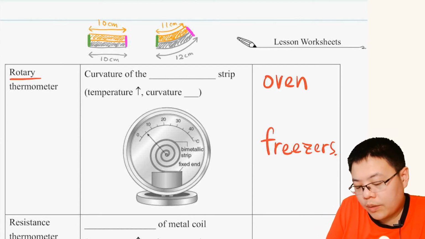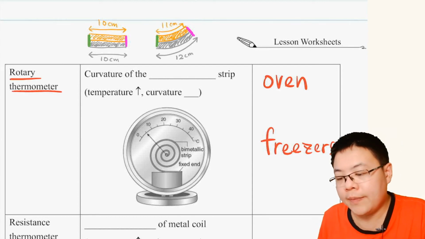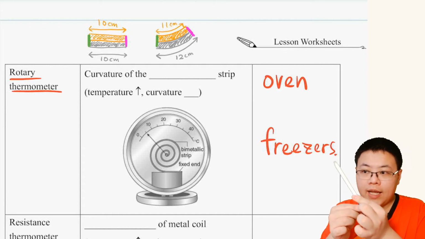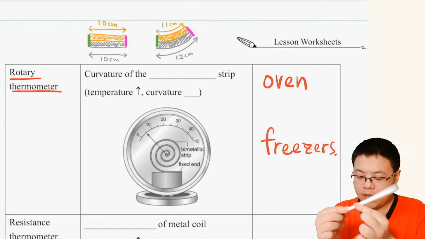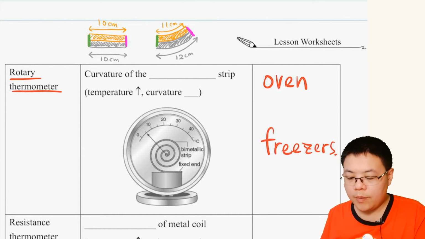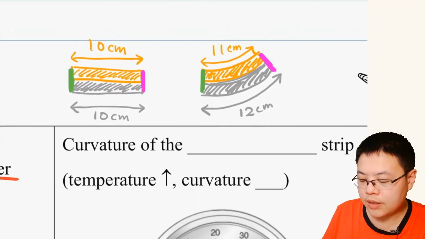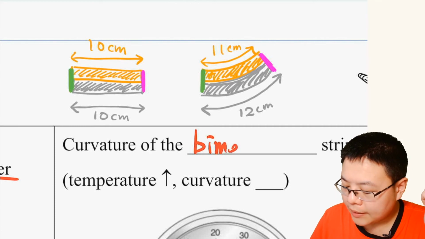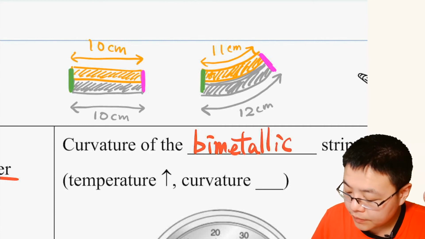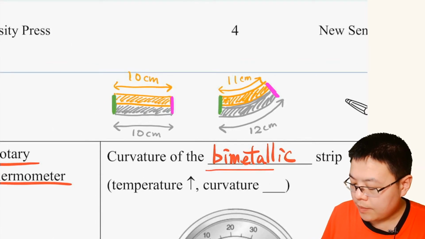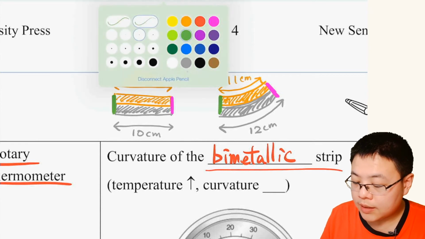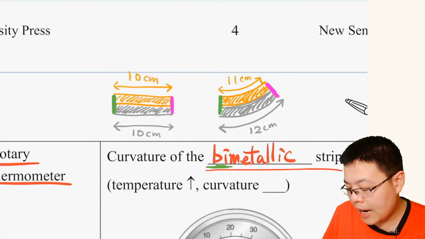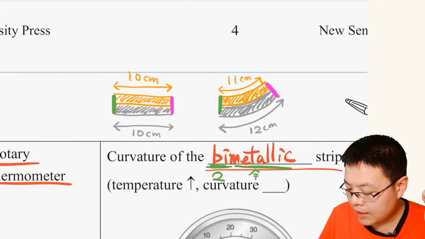This type of thermometer is called rotary. It will rotate when the thermometer feels the change in temperature. But why does it rotate? It is because of the curvature of the bimetallic strip. What does it mean? Bimetallic strip. It is coming from two parts. Bi means two. Metallic is talking about the metal, 金屬.